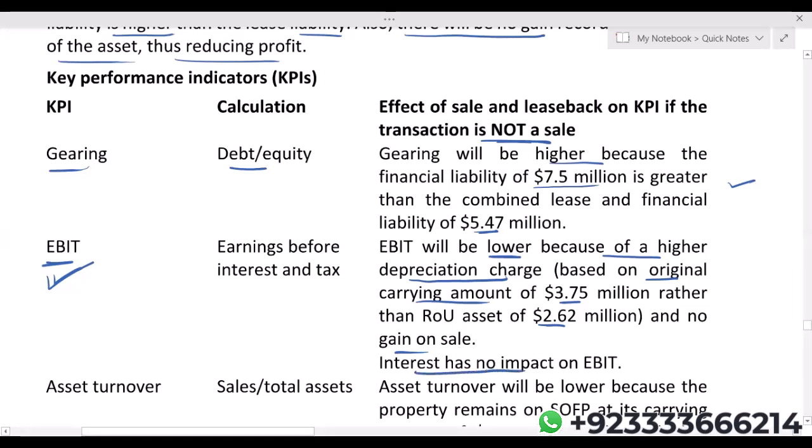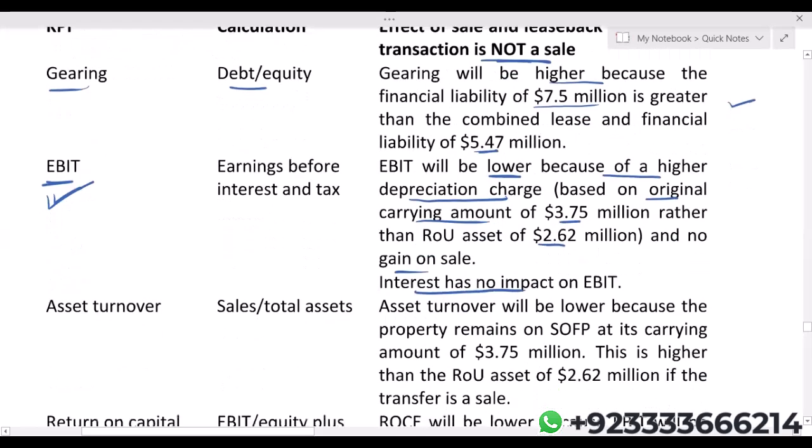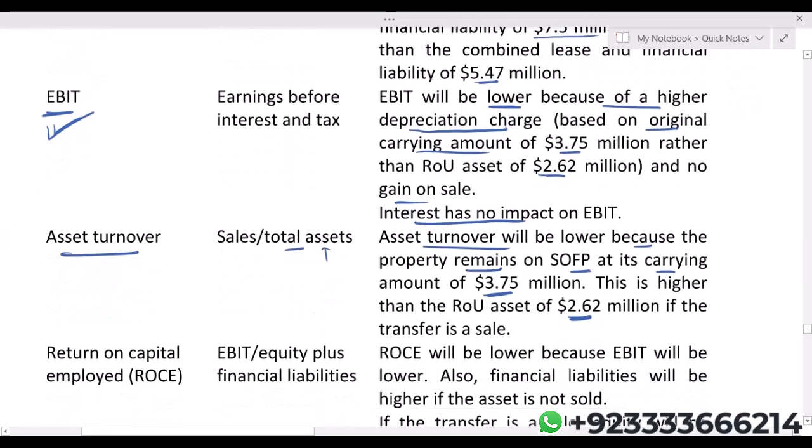Interest has no impact on earnings before interest and tax because we are taking earnings which are before interest. So that is why. Asset turnover, sales upon total assets, will be lower because the property remains on the statement of financial position at its carrying amount of 3.75 rather than the 2.62 right of use asset. So obviously the denominator will be higher, so asset turnover will reduce.